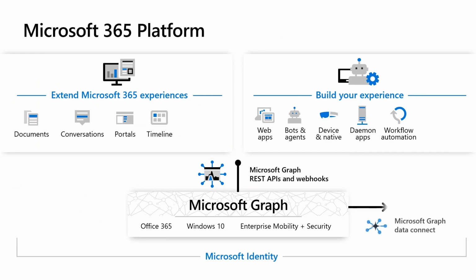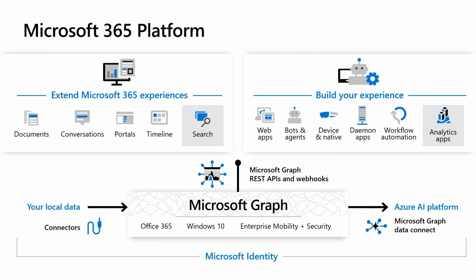You can also take the data that is in Microsoft Graph and, using Microsoft Graph Data Connect, pull out that data and feed it into the Azure AI platform and develop analytics apps. You can also bring your own data using Microsoft Graph Data Connectors. You can bring that data into Microsoft Graph and allow that data to participate in the search experiences that exist across all of the M365 set of experiences.